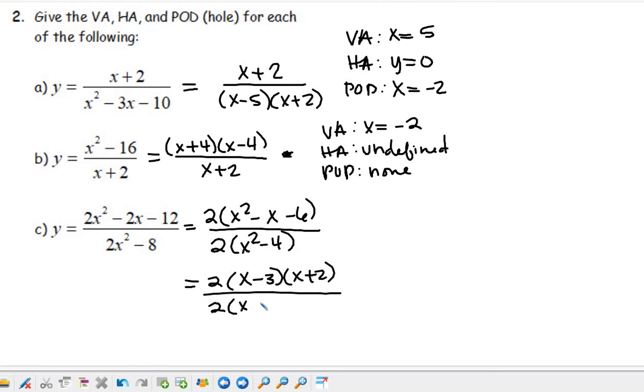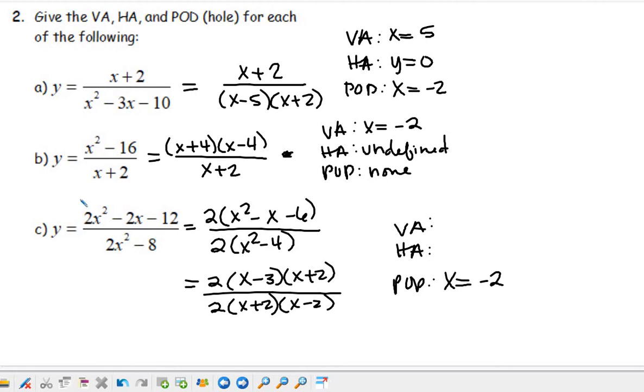And then the bottom is a difference of squares. So I can do my VA, HA, and POD. So POD, I immediately see that x plus 2 factors reduce out in the top and the bottom. So that means I have a hole at x is equal to -2.